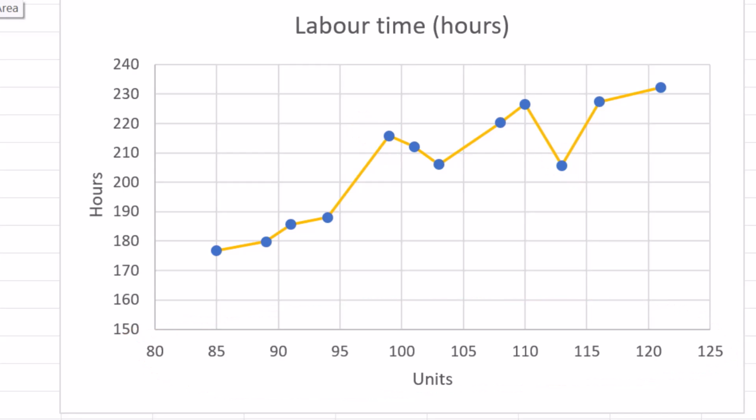I'd like to describe the correlation between units and hours with a number. I'd like to quantify that relationship, and that's where that correlation coefficient formula comes in. That R value describes the relationship between the change in the units and the change in the hours.